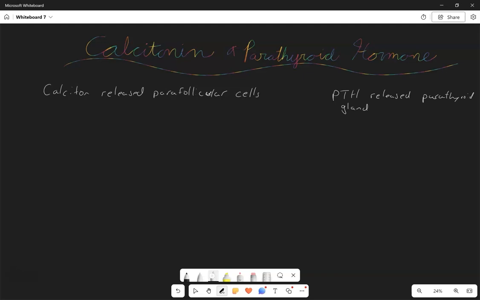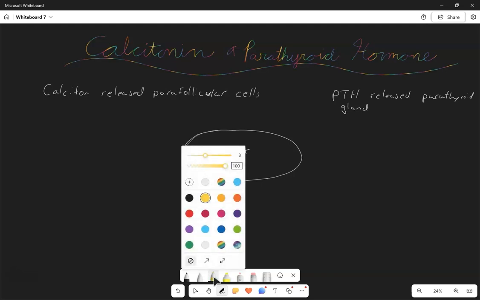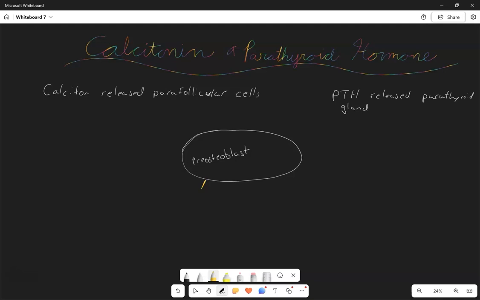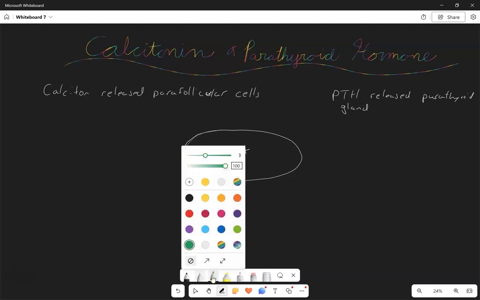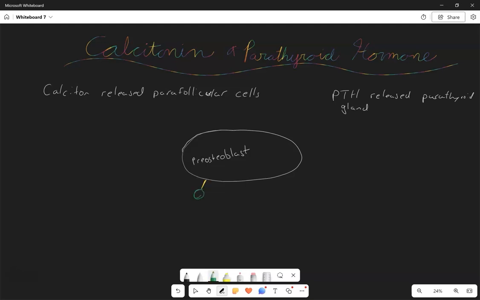Okay, so both of them are going to target bone tissue. All right, and they're going to target a very specific cell, which I'm going to draw here, and that cell is a pre-osteoblast. Bound to this pre-osteoblast is a molecule, and this molecule is known as RANK L.